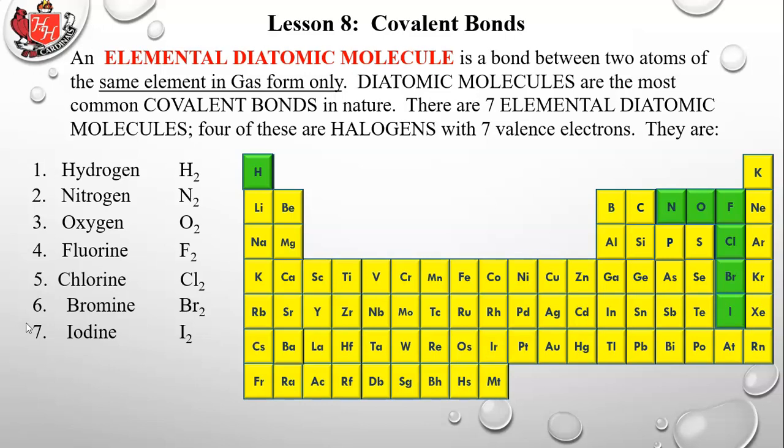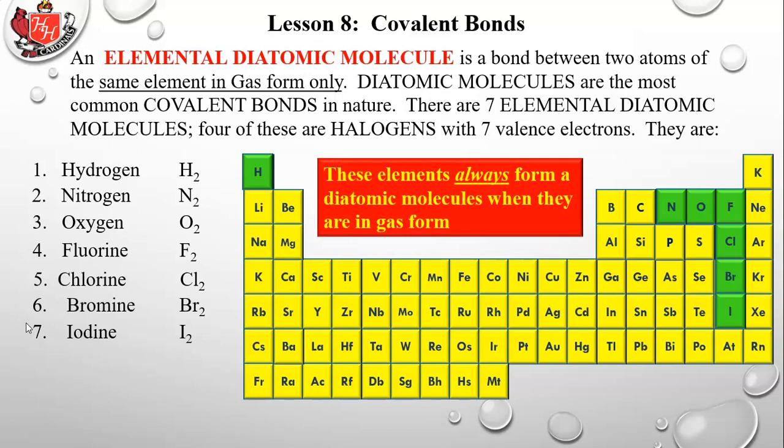Notice those molecules are not compounds because they're the same element. Compounds have to be 2 or more different elements. These are molecules, but they're not compounds. But these will occur frequently in the chemical reactions we deal with, that you'll have these paired up like this. So these elements always form diatomic molecules when they're in gas form.